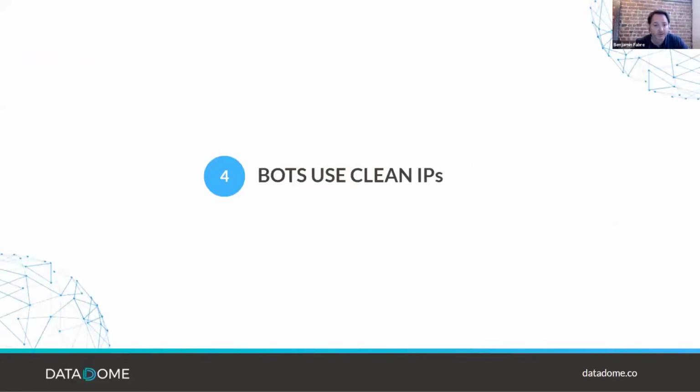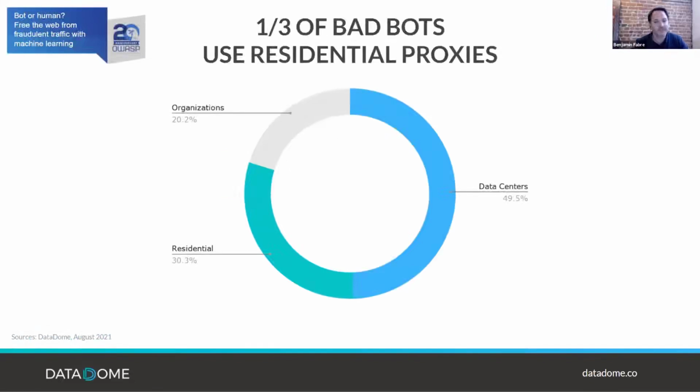Also, the bots now are using super clean IP addresses. So, of course, they are still using data center IP addresses. So you can see a huge amount of traffic coming from AWS, Azure, GCP, or some cheaper cloud provider. Of course, we still see some IP addresses coming from organizations, but the rise of the residential IP addresses involved in bot attacks is just insane. Today, it's 30%, but this number is growing and doubling every year.